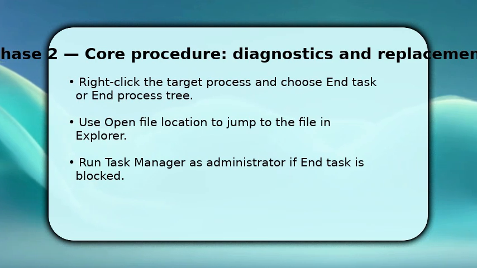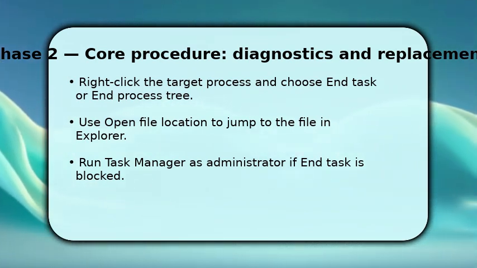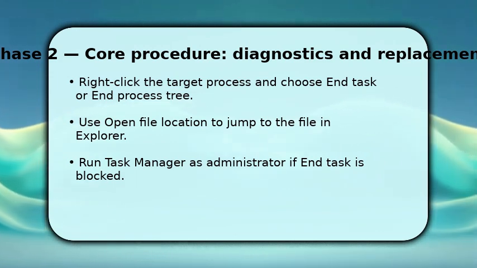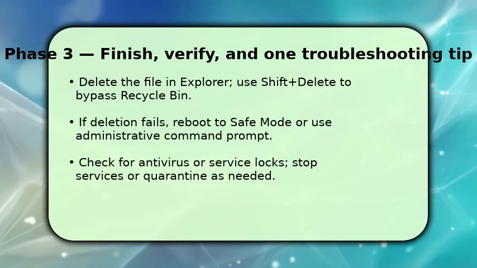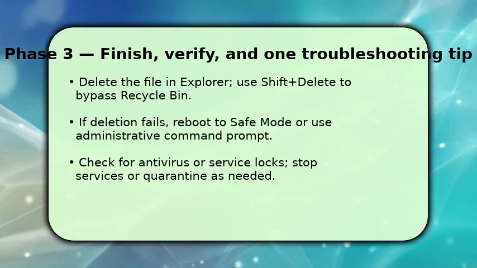If Task Manager won't let you end the process, make sure you ran Task Manager as administrator. Otherwise, you may need elevated rights to stop system-owned processes. You finish by deleting the file from the Explorer window, using Shift plus Delete when you want permanent removal.